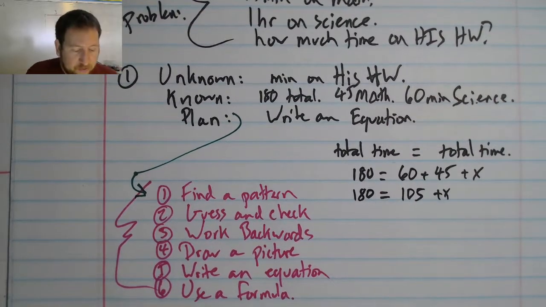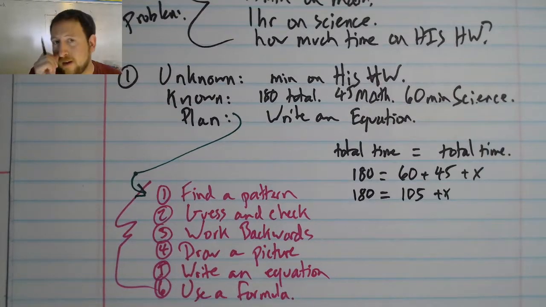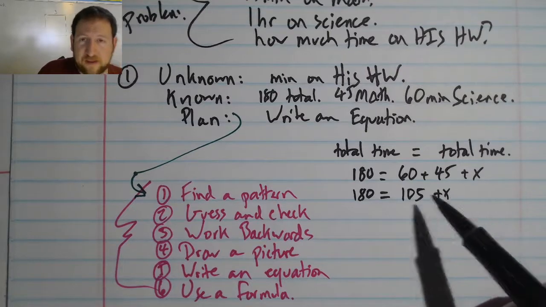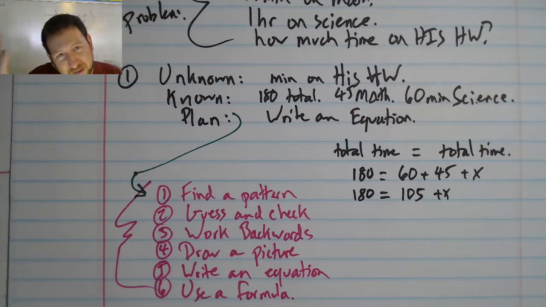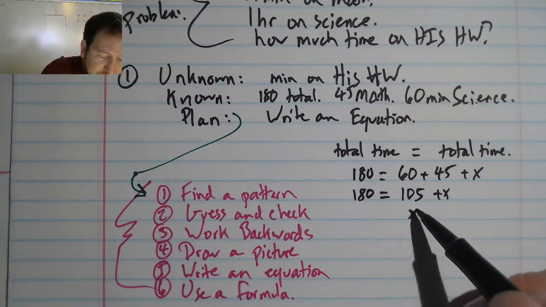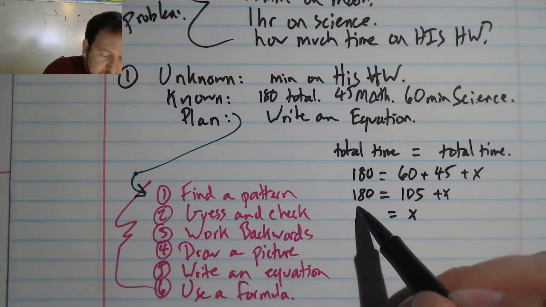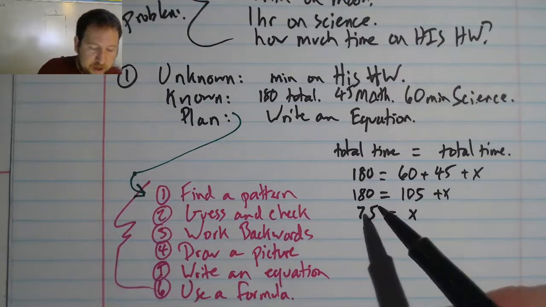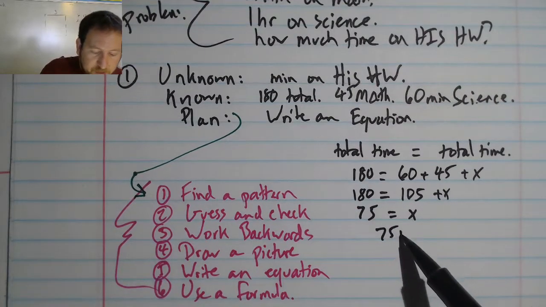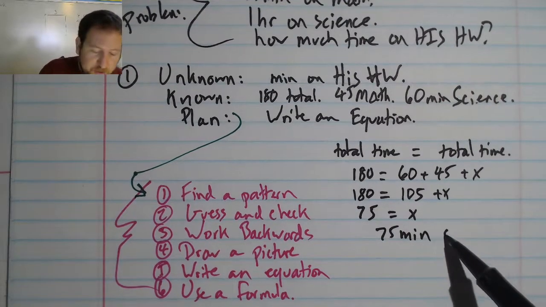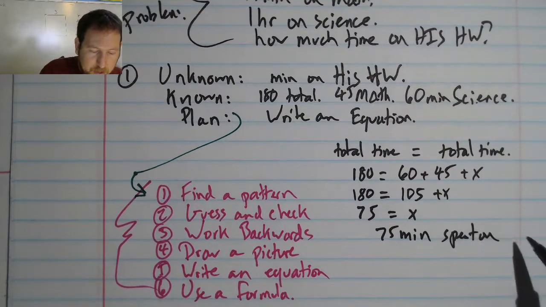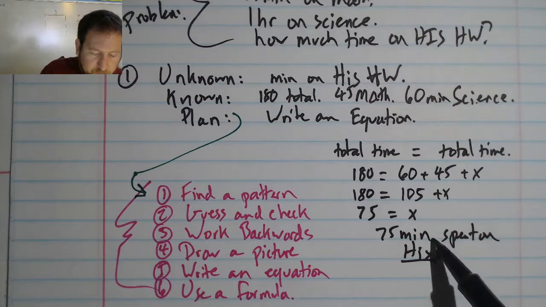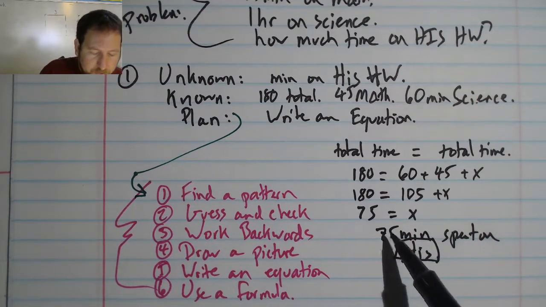And now I can even use my guess and check to figure out what I will be adding in this case. Well, 105 plus X equals 180, I can kind of figure that out in my head, and I can see that X equals 75, because 75 plus 105 would work this way out. So I know that 75 minutes was spent on history homework. That's a lot of history homework. A lot of time spent.